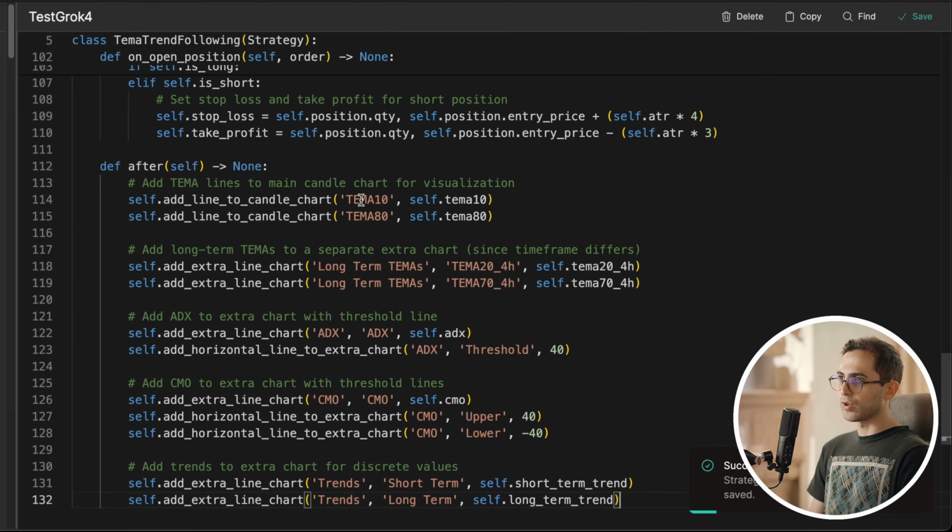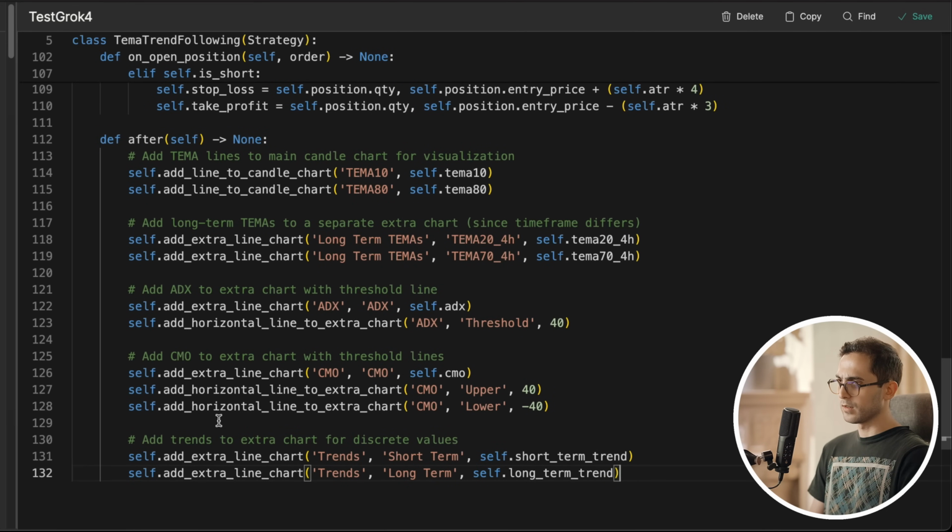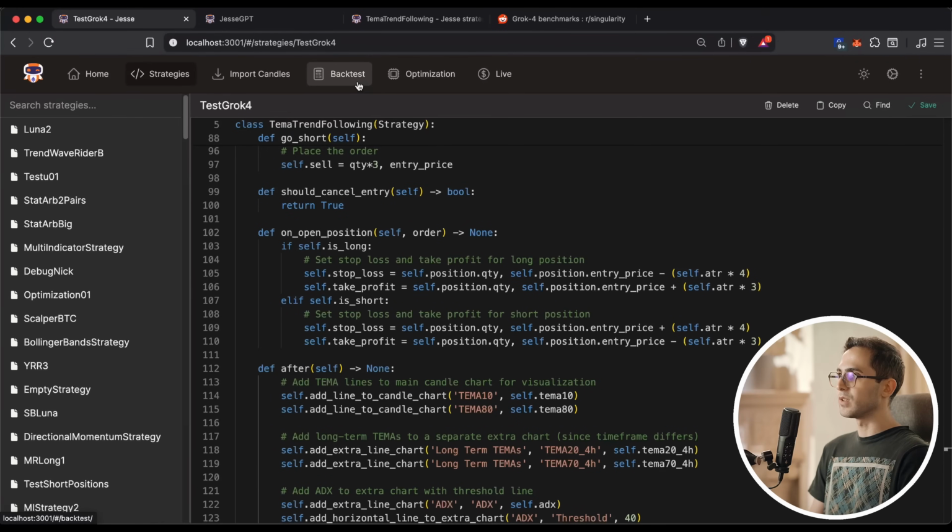Add line to candle chart for TEMA 10 and TEMA 80. It created a new extra line chart for the long-term TEMA values, which used the 4-hour time frame. It added a new one for ADX, a new one for CMO, and it also added one just for the trend lines. So it's a bit too much, but it should run just fine.